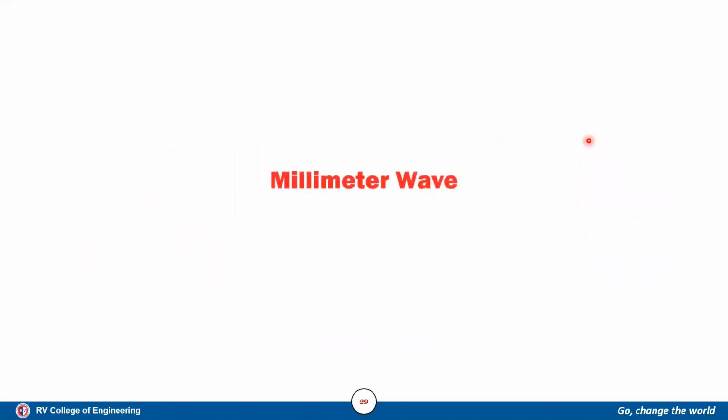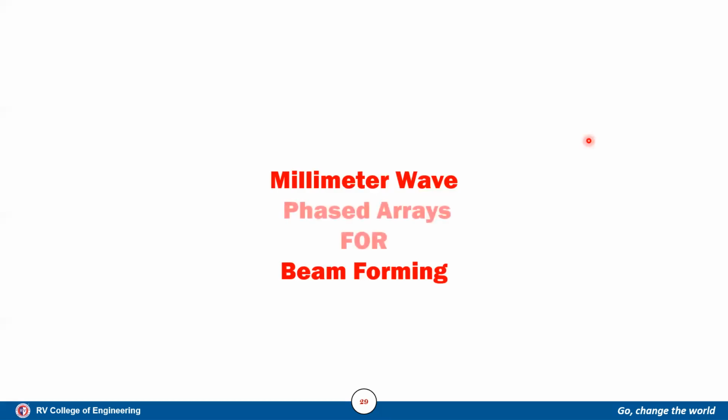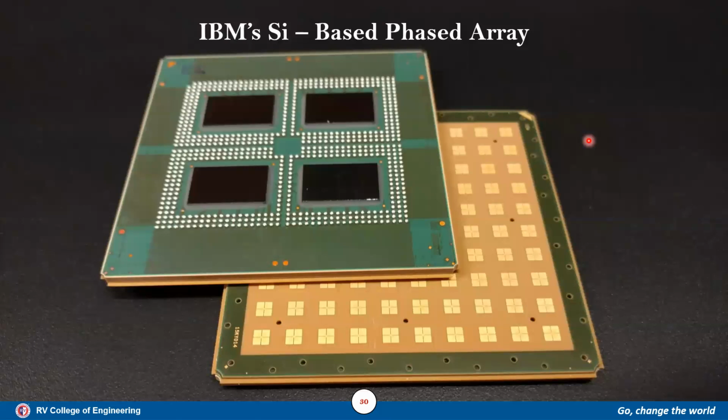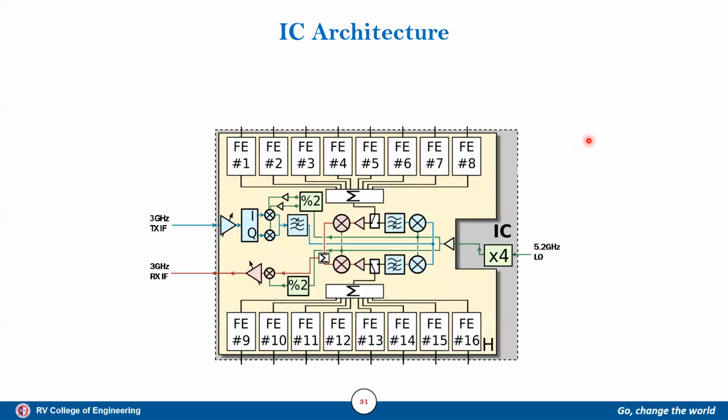So now we have understood what a millimeter wave is, what beamforming is, and how to achieve beamforming using millimeter waves, that is, by using phased arrays. Now let us see the silicon implementation. As a case study, I have taken the IBM silicon-based phased array, which is at 28 gigahertz. So this is the IC architecture.